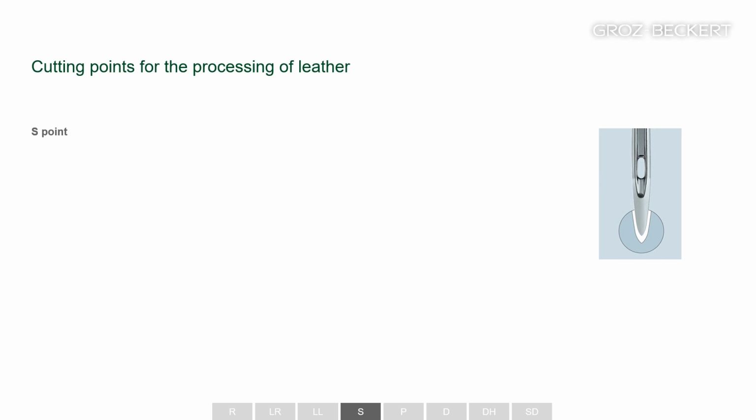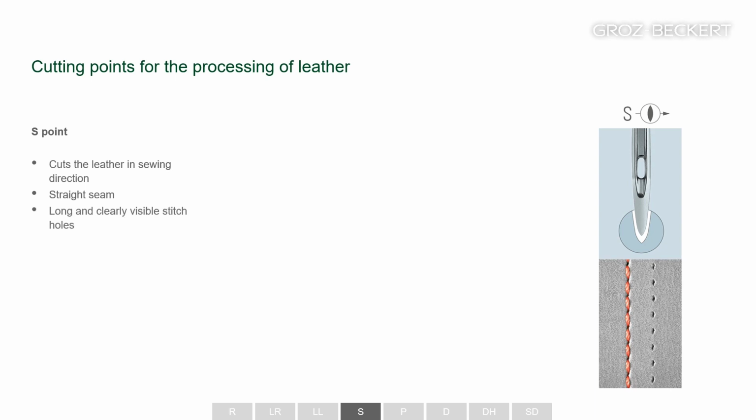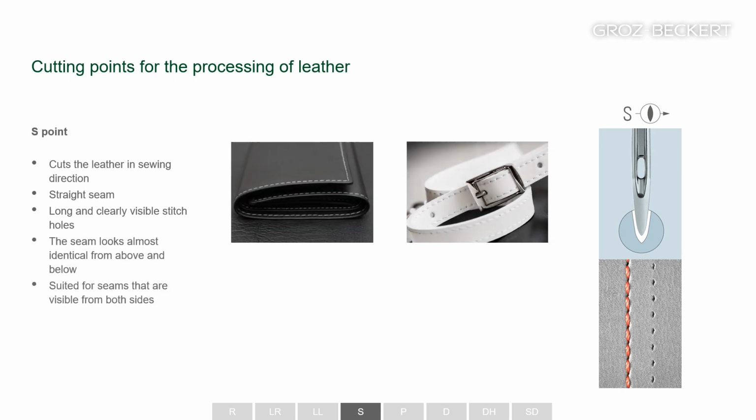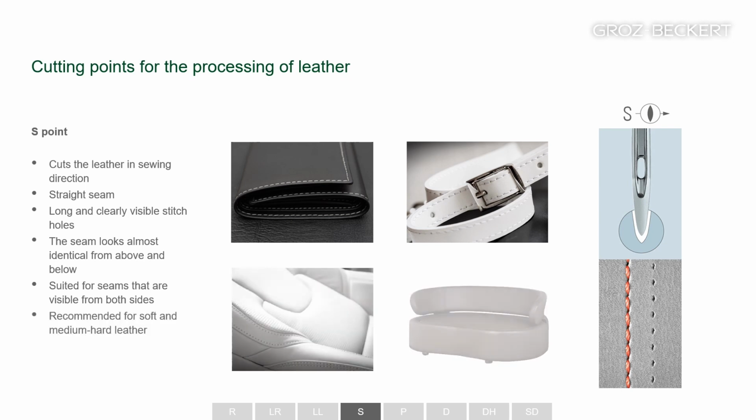The S point cuts the leather in sewing direction. A straight seam with long and clearly visible stitch holes is produced. As the seam looks almost identical from above and below, the S point is particularly suitable for seams that are visible from both sides. In general, the S point is recommended for soft and medium-hard leather.